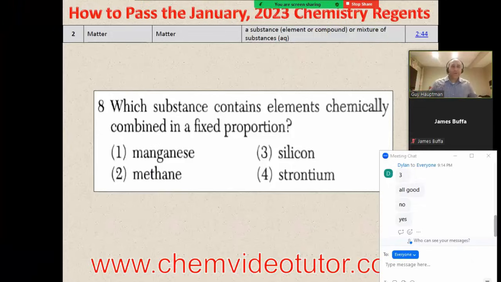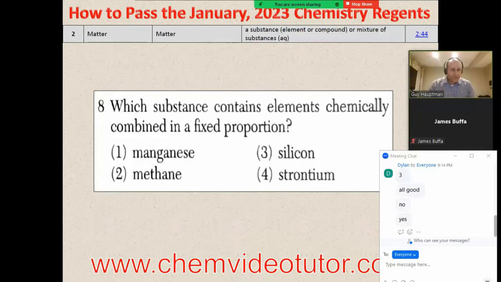This is a question on the most recent exam based on stuff that we just covered. Which substance contains elements chemically combined in a fixed proportion? To be honest, this doesn't have capital letters or lowercase letters or symbols. But one tip I'm going to give you is in the reference table. In your reference table, if you go to table S, like Sam, table S has properties of selected elements, and everything listed in table S is an element. But in this question, they're looking for a compound, which means that 3 of the answers will be from table S, and one of them will not be found in table S.